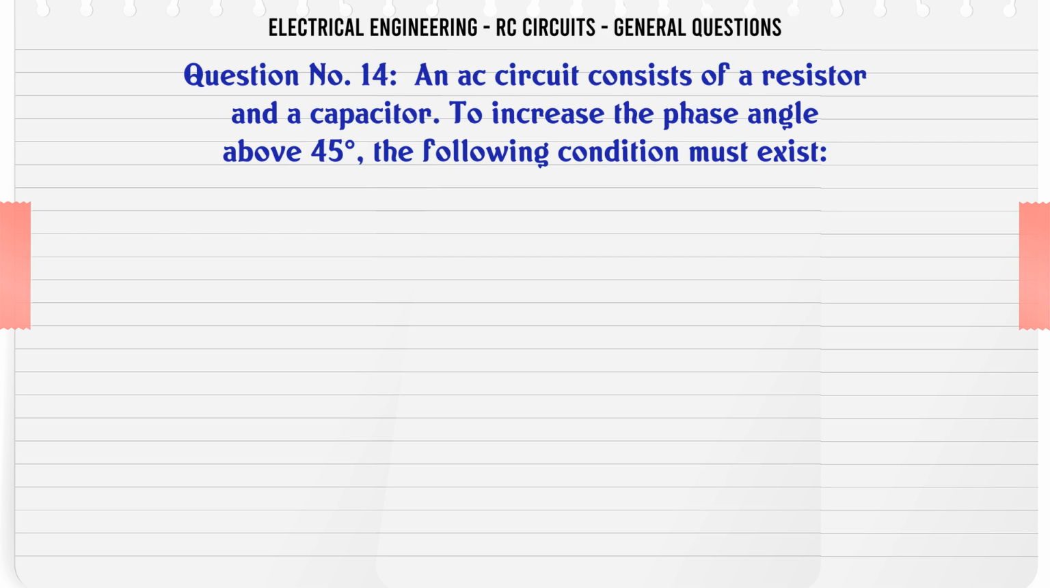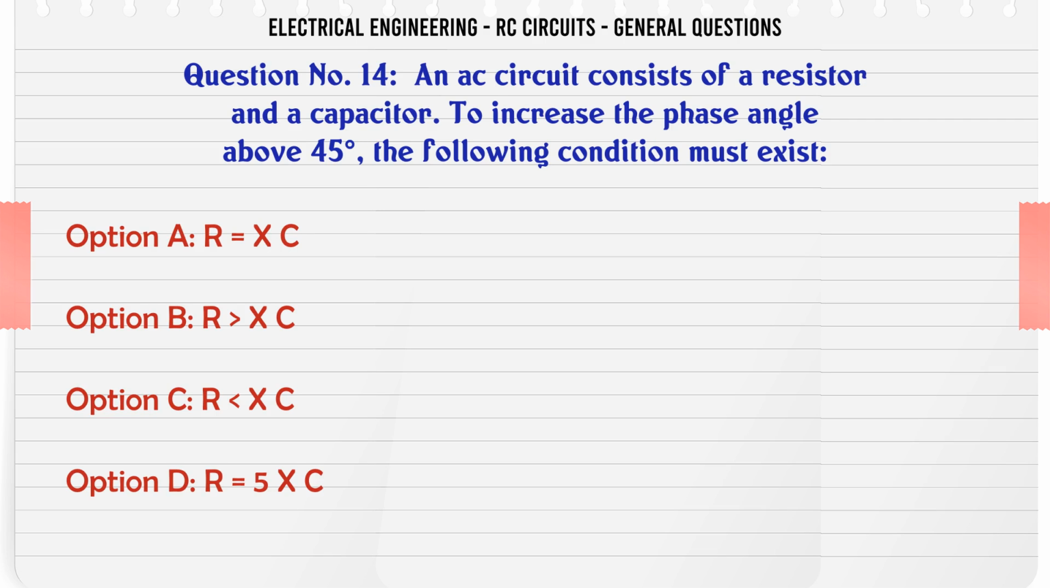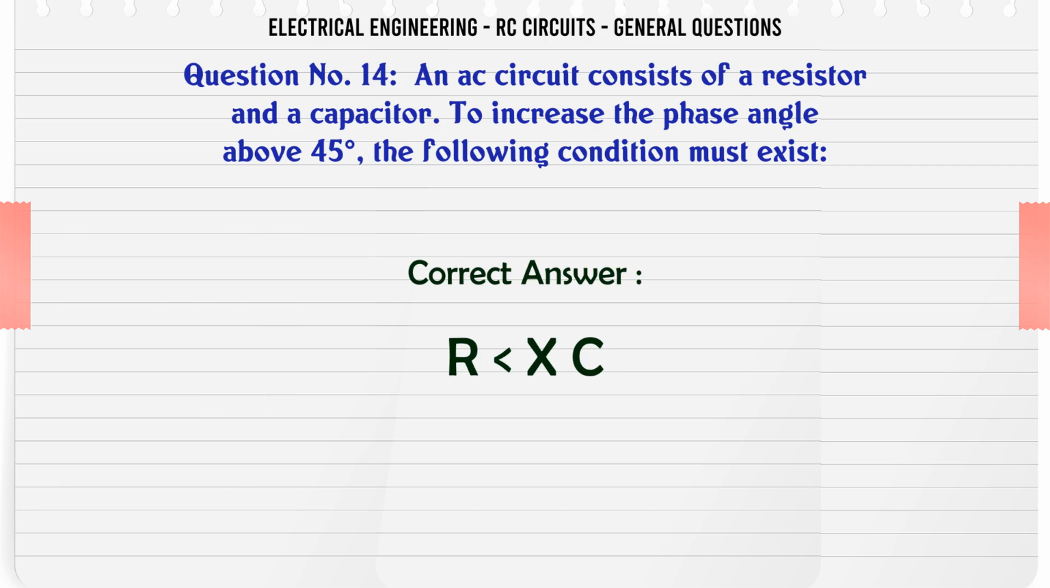An AC circuit consists of a resistor and a capacitor. To increase the phase angle above 45°, the following condition must exist: A) R < XC, B) R > XC, C) R = XC, D) R ≥ XC. The correct answer is R < XC.